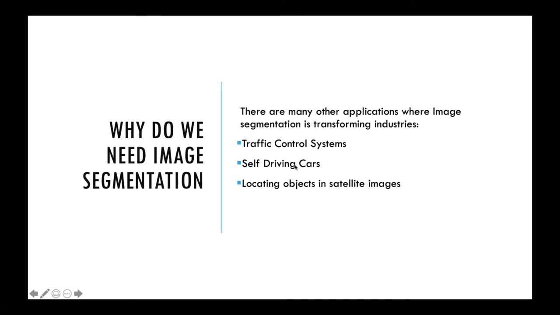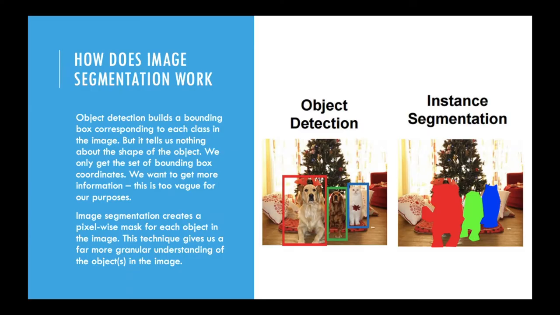Why do we need image segmentation? There are many other applications where image segmentation is transforming industries, like traffic control systems, self-driving cars, and locating objects in satellite images. There are a lot of applications that we can use image segmentation for, and we will talk about them later. I will give you an example of an image segmentation case study after this.